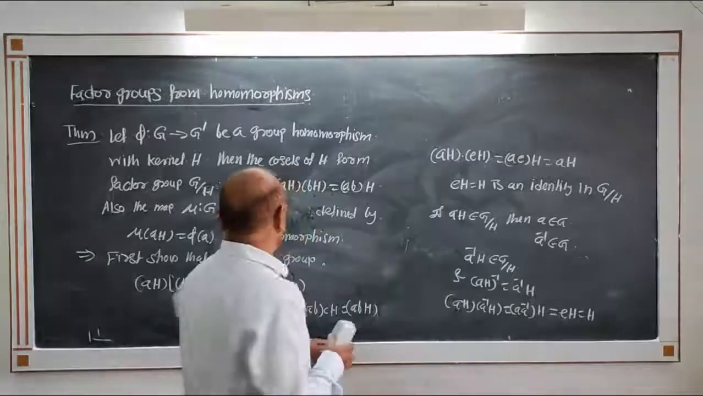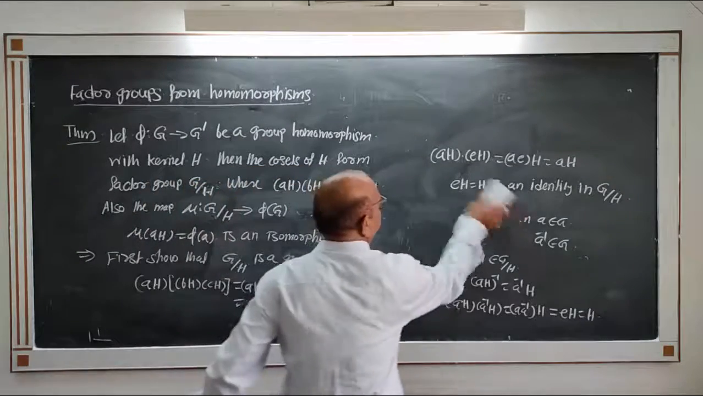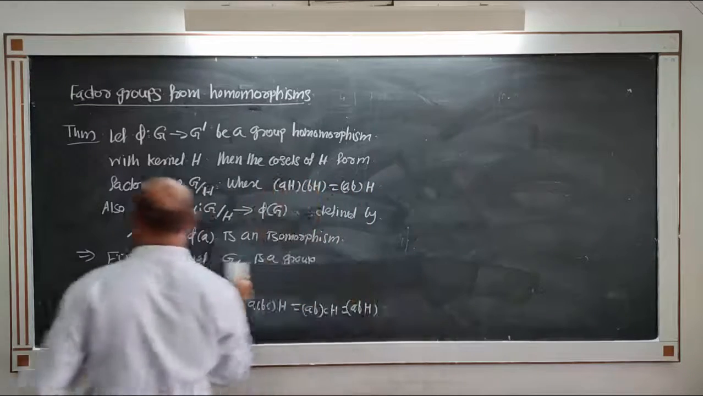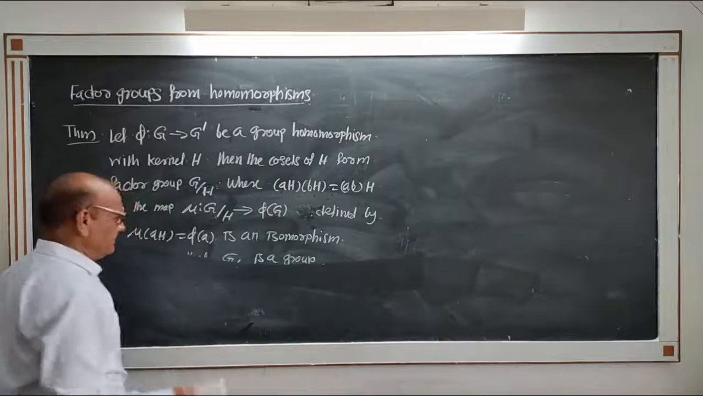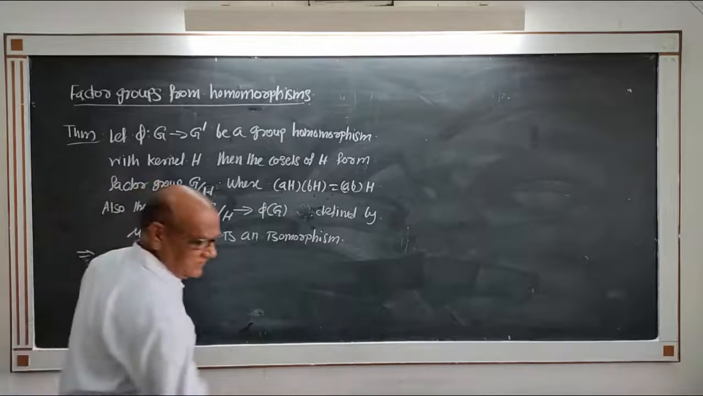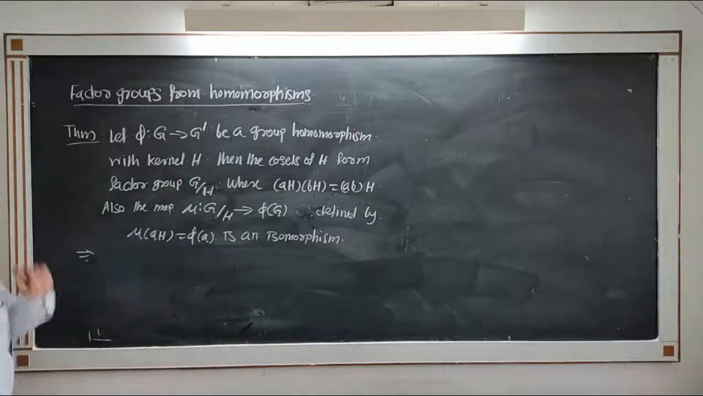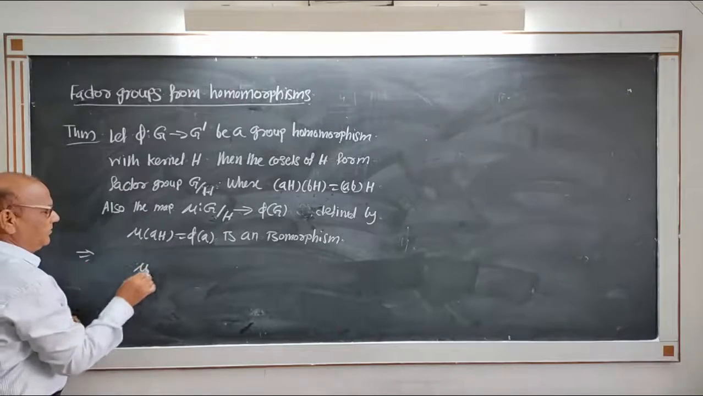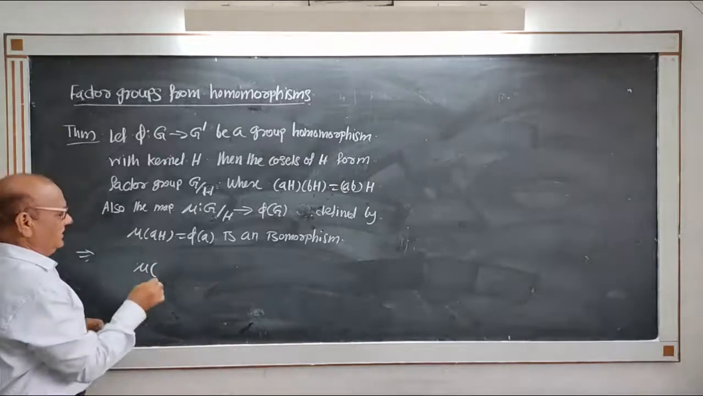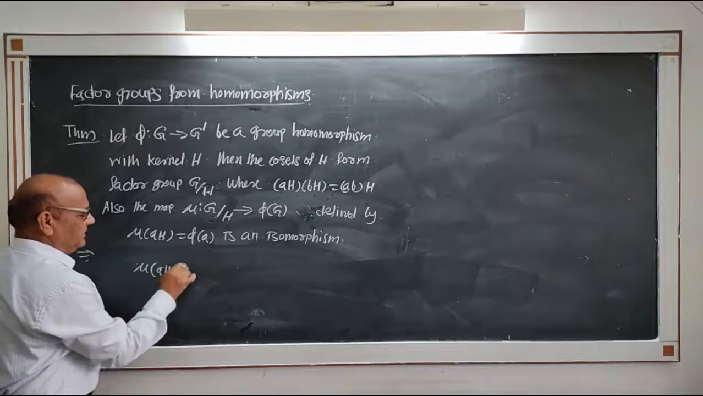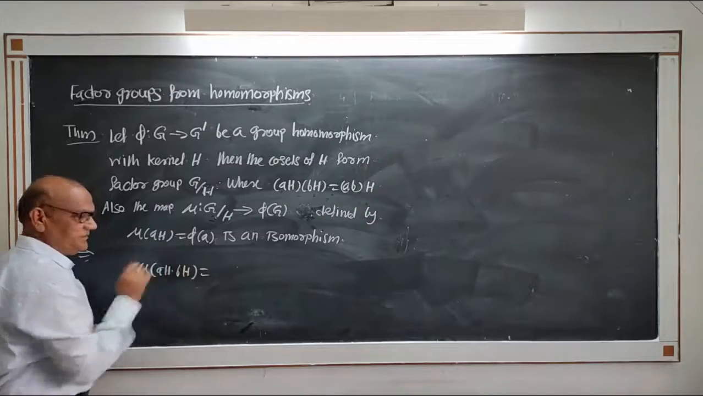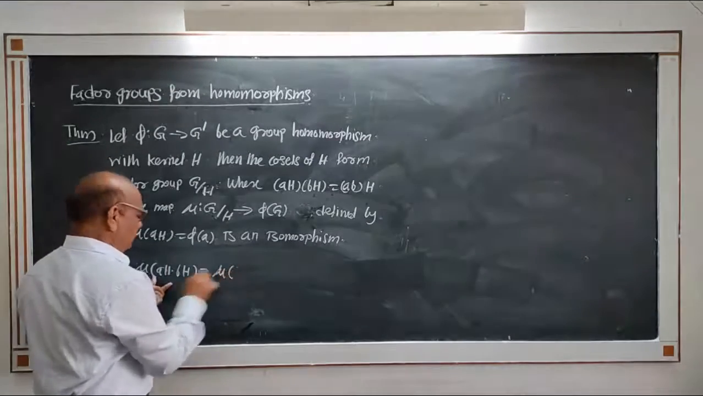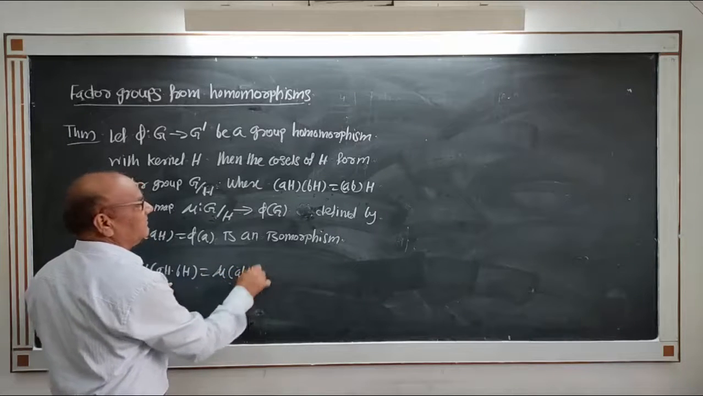Now this map mu is an isomorphism. First show the homomorphic condition. Take mu of AH into BH, which is equal to mu of AH BH. This is mu of ABH from this.